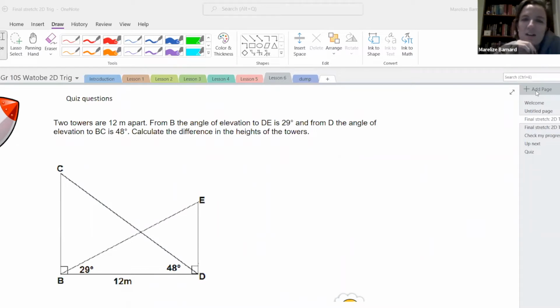Okay, so we've got fast readers in this class. So we've got two towers 12 meters apart. From B, the angle of elevation to DE is 29 degrees. And from D, the angle of elevation to BC is 48 degrees. Calculate the difference in the heights of the towers. Okay, so the difference in the heights of the towers.